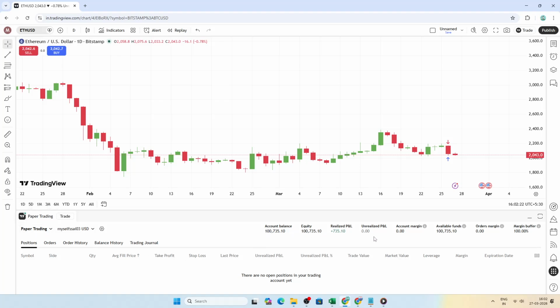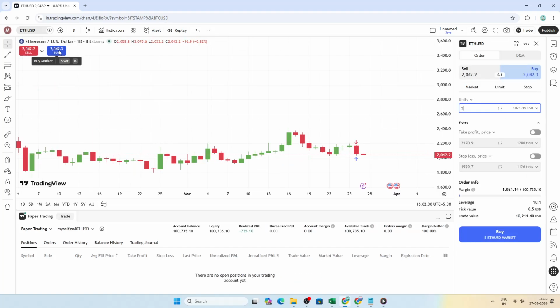Next, open the order ticket. You can click the plus icon on the price scale or use the buy and sell buttons in the top left. The ticket is where you choose your order type and define your plan.